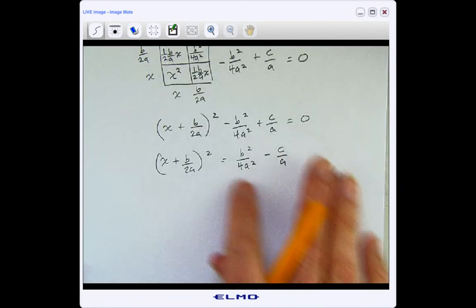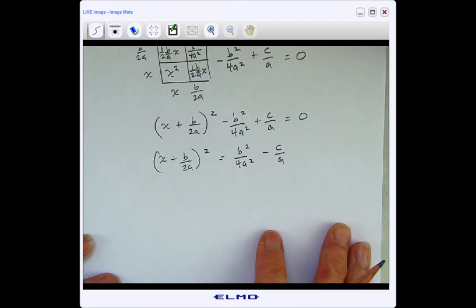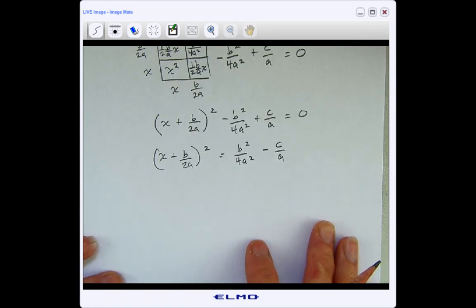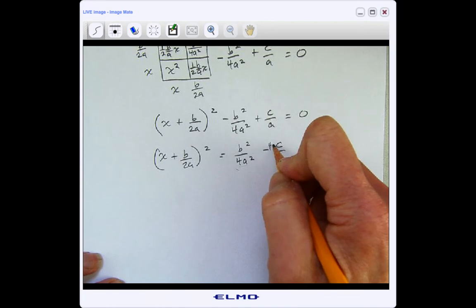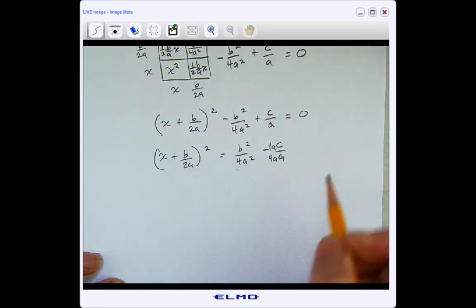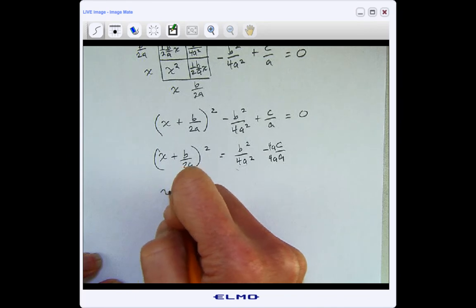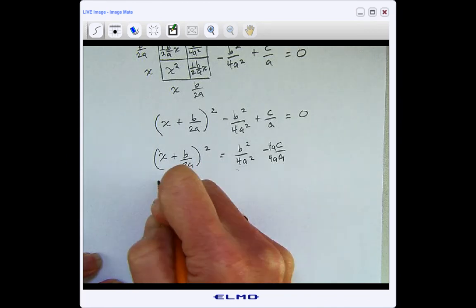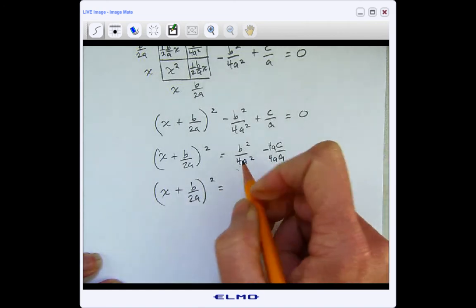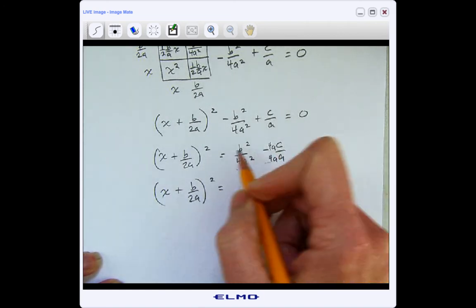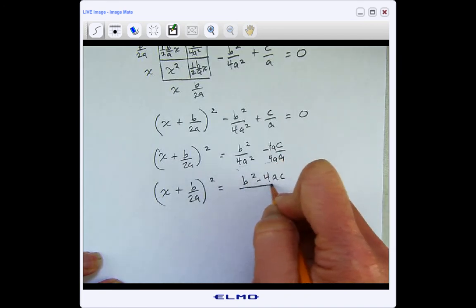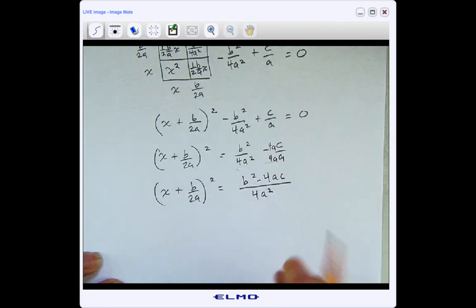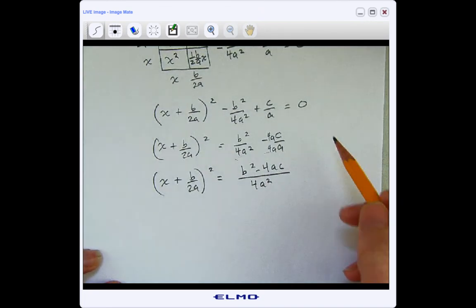Now this looks kind of messy. I'm going to try and just make that into a single fraction. In order to add fractions together, what do you need? You need a common denominator. So how could I get a common denominator right here? What if I multiply this by 4a over 4a? Do I now get a common denominator of 4a squared? Yep, I do. So I've got x plus b over 2a squared equals, with a common denominator, I would just combine the numerators if I'm subtracting. So I've got b squared minus 4ac all over 4a squared. All I did was combine these two fractions together.